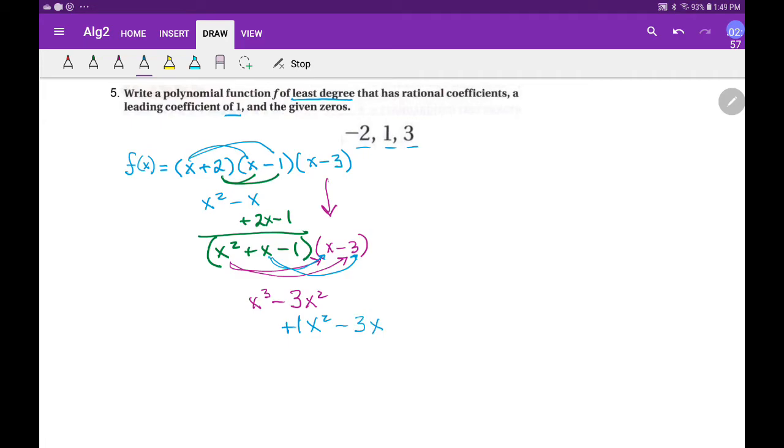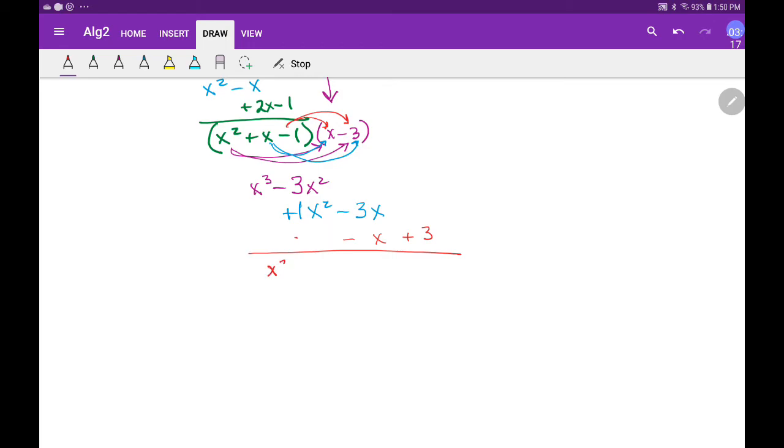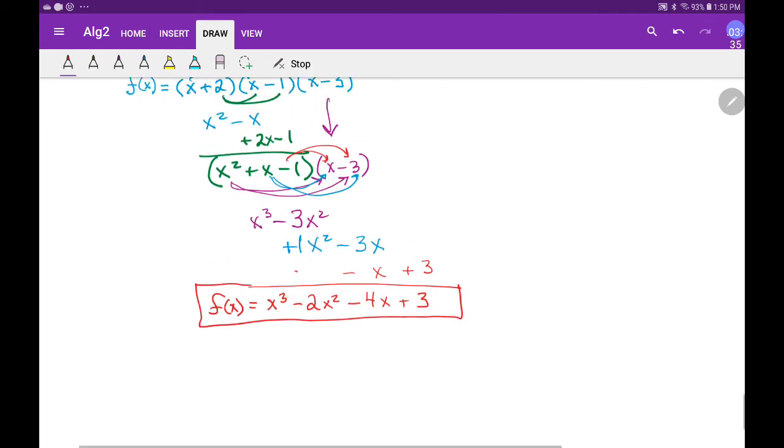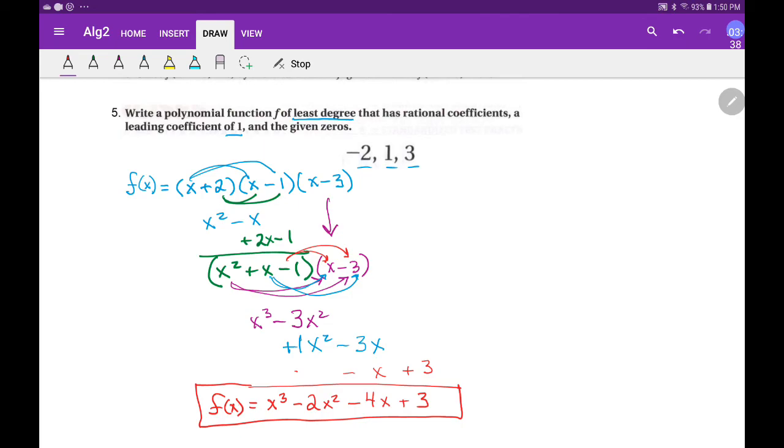Minus 3x. And then finally, what color can I use? I'll use red. Negative 1 times x and negative 1 times negative 3. So I have negative 1 and positive, 2 negatives make a positive 3. And I add these up, and I get x to the third minus 2x squared minus, these guys work together, 4x plus 3. And I'd say f of x, this is my polynomial, f of x is equal to that right there.